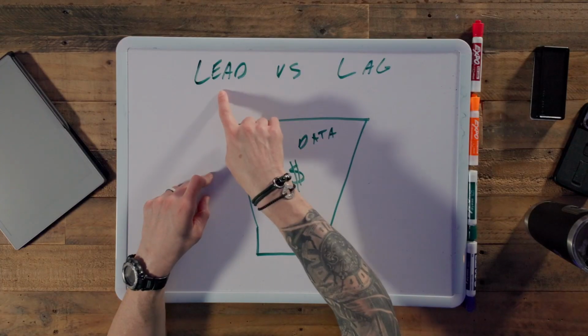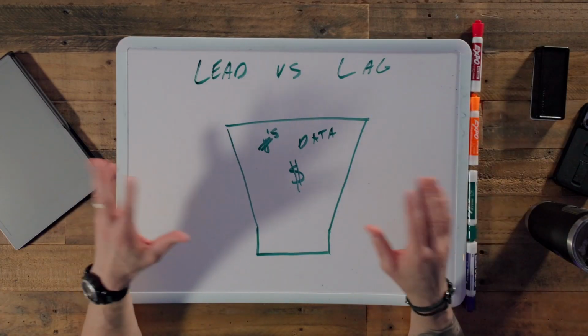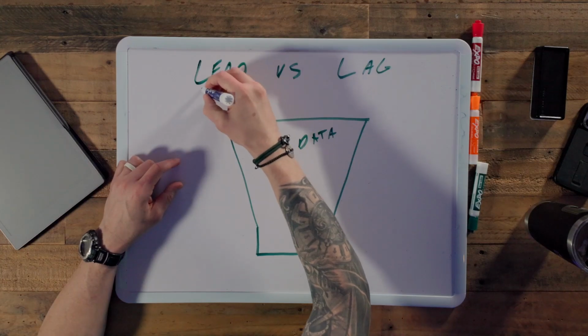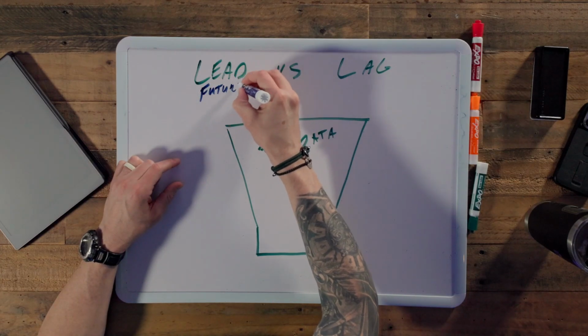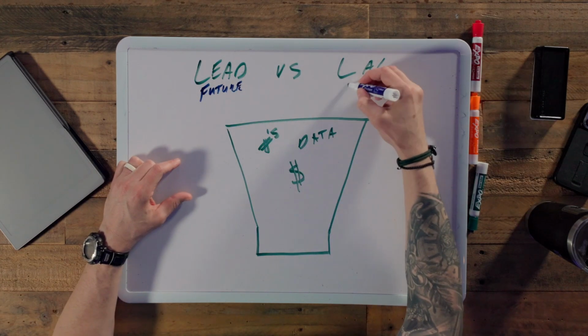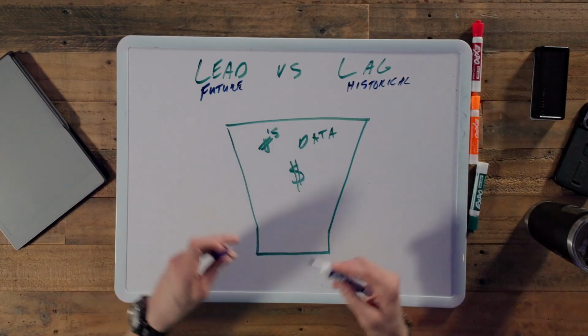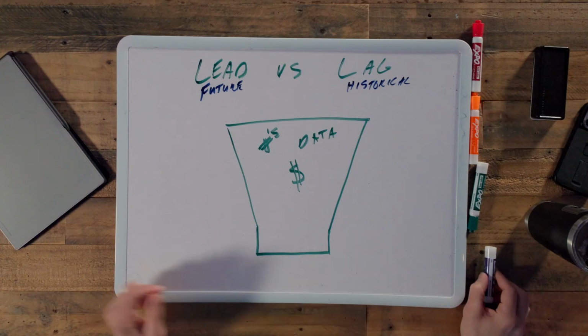Okay, so the first framing that we're going to talk about is this idea of lead versus lag. First and foremost, what do those mean? When we're talking about lead versus lag, really we're simply saying that there's a difference between information that is going to predict the future and information that is historical in nature. Again, both of these are necessary to operate a business, and you should know how to interpret both of those.